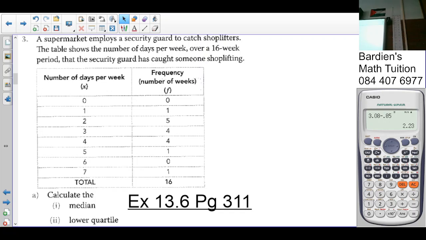Okay, so let's see. The first question says, calculate the median. The median is the middle number of sorted data. Is the data sorted? Yes. Reading this table, there's no week where nobody was caught. And there's 1 week where one person was caught. Number of days per week. Is that correct?